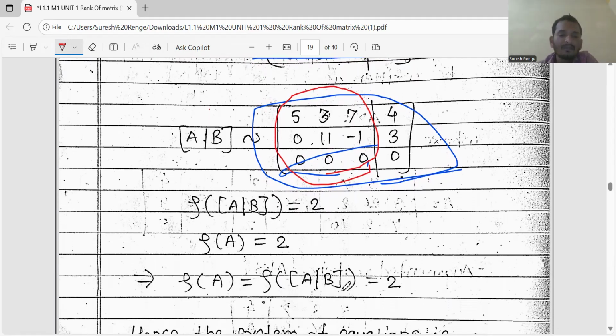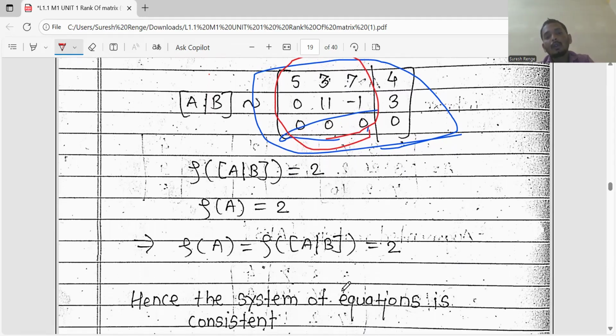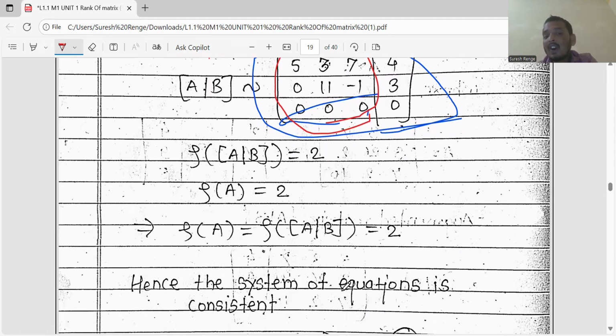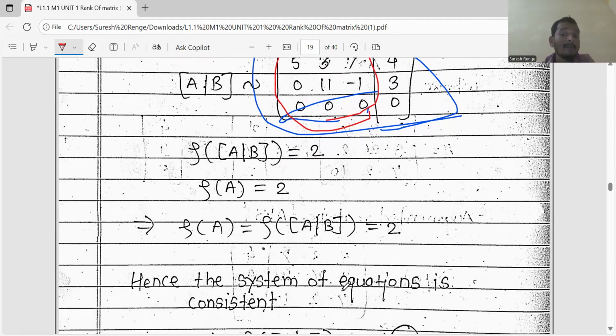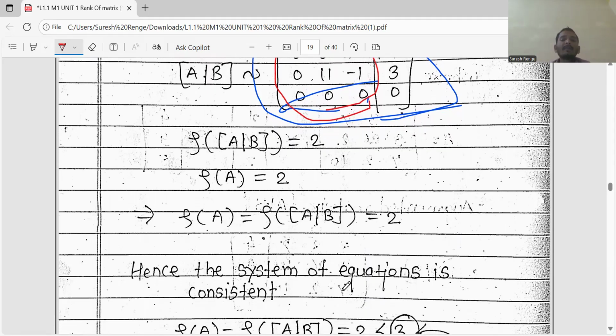Now, what is your observation? Your observation is that the rank of A augmented B is equal to 2 and the rank of A is equal to 2. Therefore, rank of A is equal to rank of A augmented B is equal to 2. That is the same. A की rank और A augmented B की rank दोनों की rank same है. Therefore, this system of equations is consistent. If the system is consistent, it means that the system has a solution.